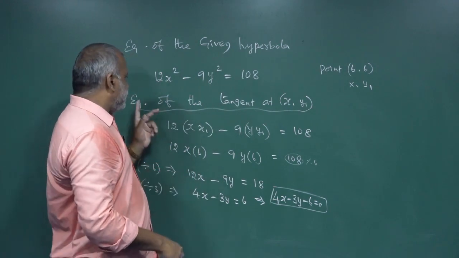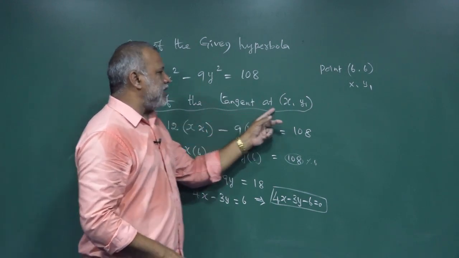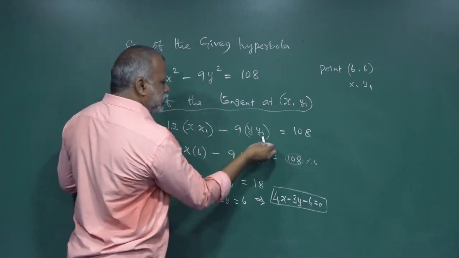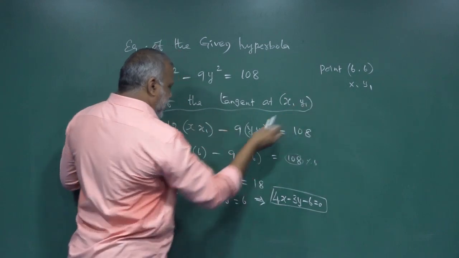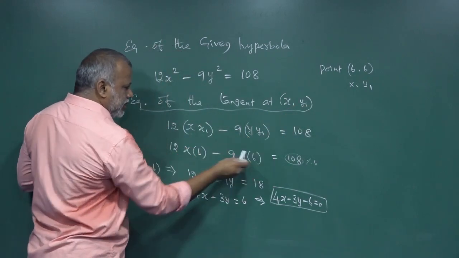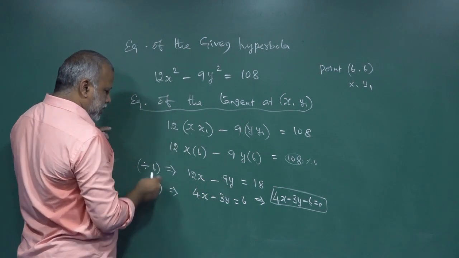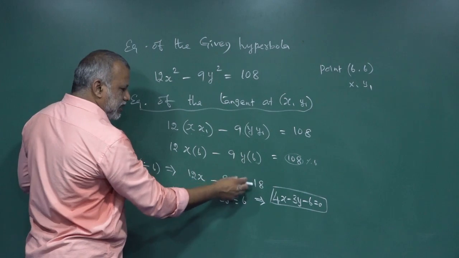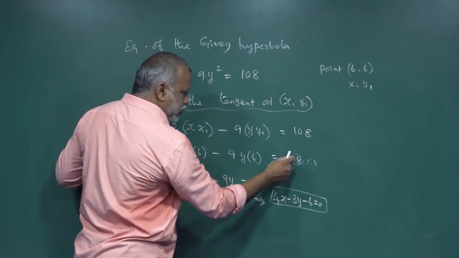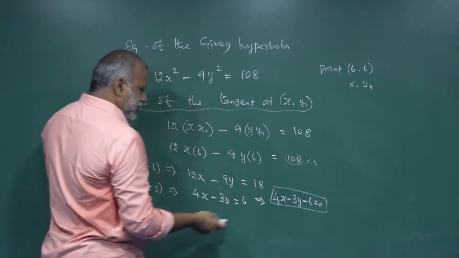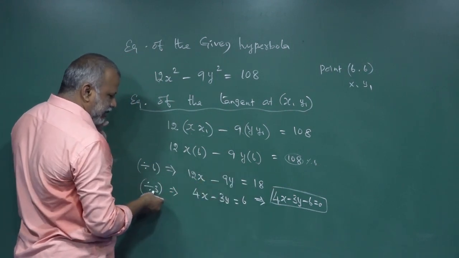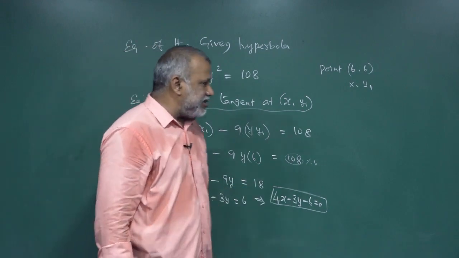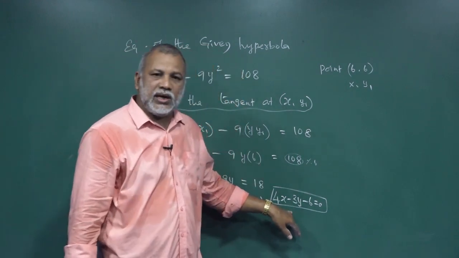Listen to this one. So we need to find the equation of the tangent at x1, y1. So 12x squared is replaced by xx1, 9y squared is replaced by yy1 equal to 108. Just substitute the point instead of x1, y1, 6 must be replaced. So it can be divided by 6. So 6, again 6 removed, we can get 12x, 9y. If you divide by 6, first one time, again 48 means 8 times. Again, if you simplify by dividing by 3, I can write 4x, 3y equal to 6. 4x minus 3y minus 6 equal to 0 is the equation of the tangent.